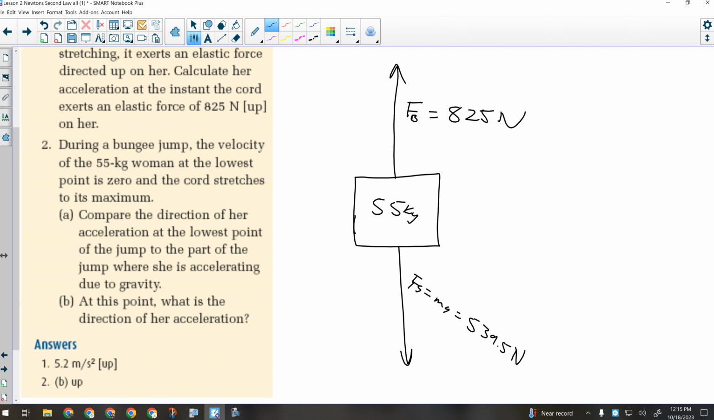Okay, so we have 539 newtons down. We have 825 newtons up. Which way is the net force? Which way, guys? Up. Okay? If the net force is up, which way is she accelerating? Up. Okay? She's been accelerating up for how long? When did her acceleration cease to be down? Any ideas? When did her acceleration cease to be down?